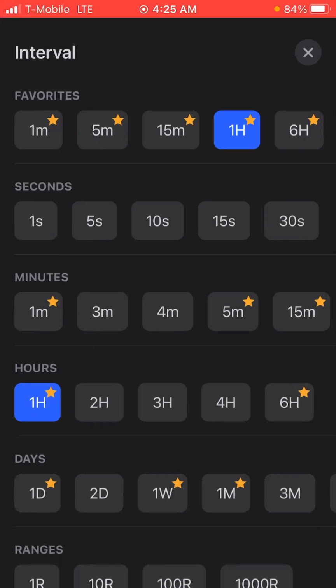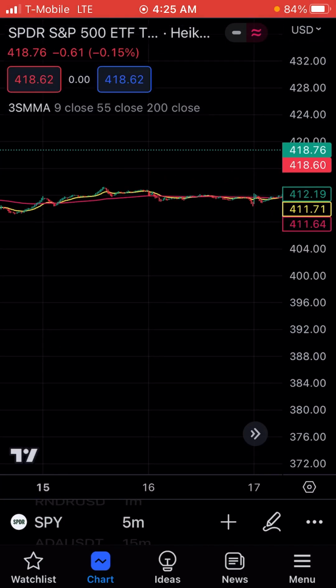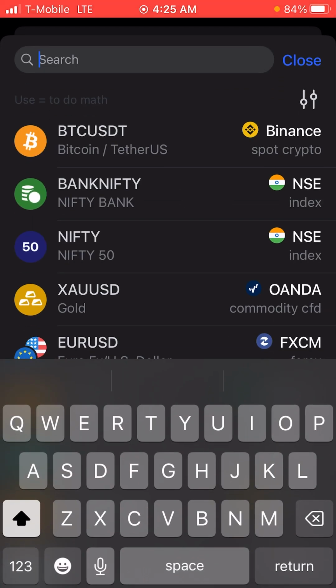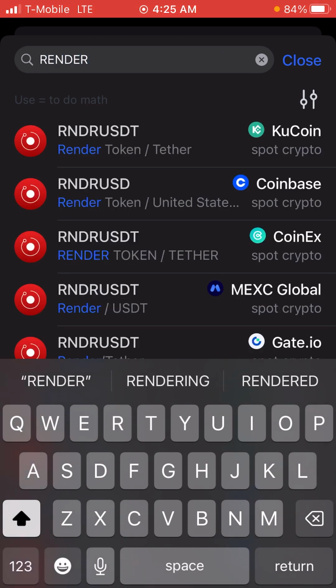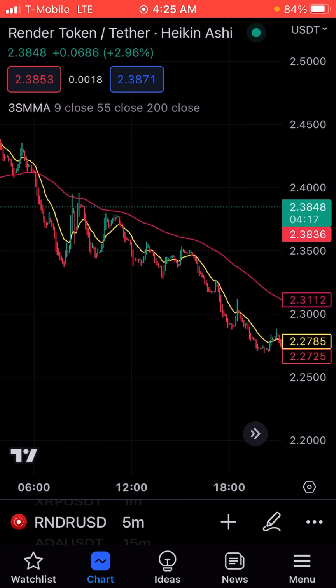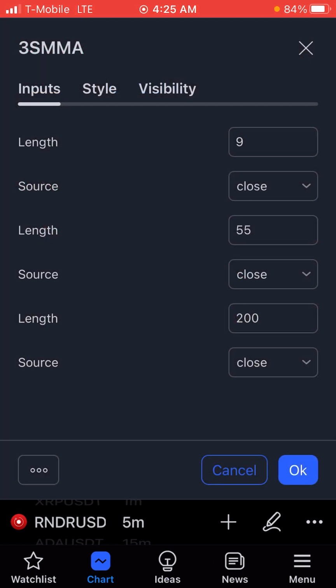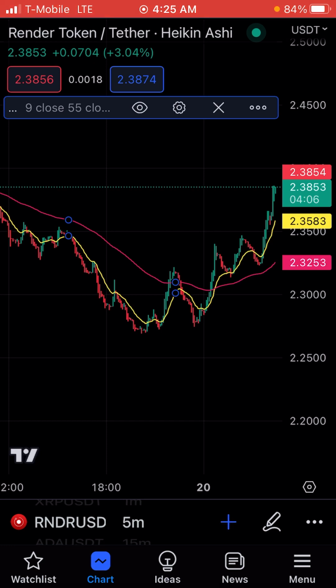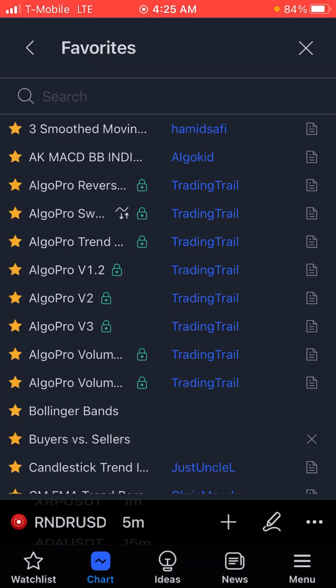Okay, so let's look at crypto real quick. Let's look at the 5 minutes, and let's focus on one. I've been trading this for the past couple days. I'm a big fan of Render, and I'm trading this with just USD. You can do this 2 different ways. You can go to your indicators and go to the 3 smooth moving averages. What this does is it condenses 3 moving averages into one, so it's not cluttering up your screen. So if you're using your phone like I am, it won't clutter up your screen.